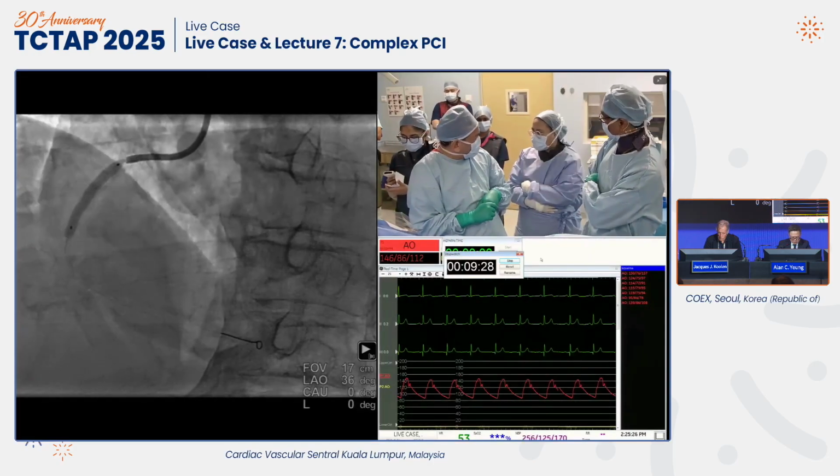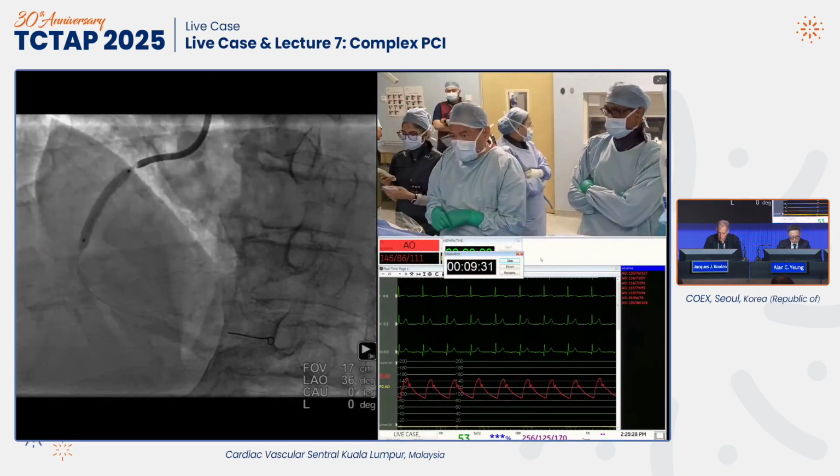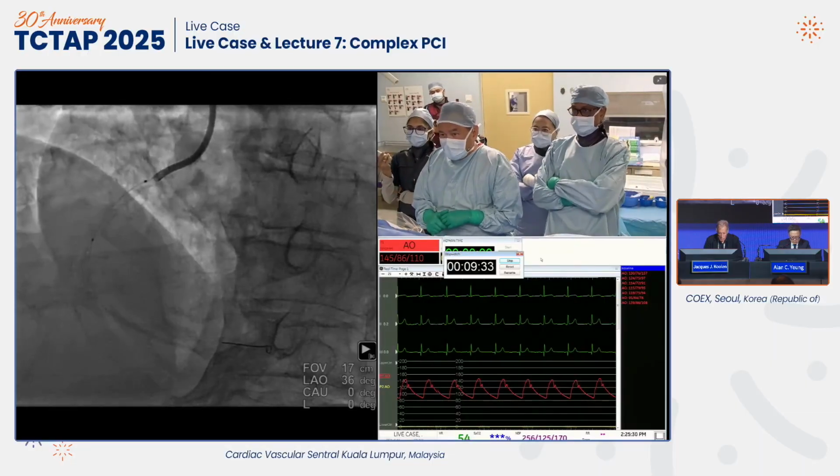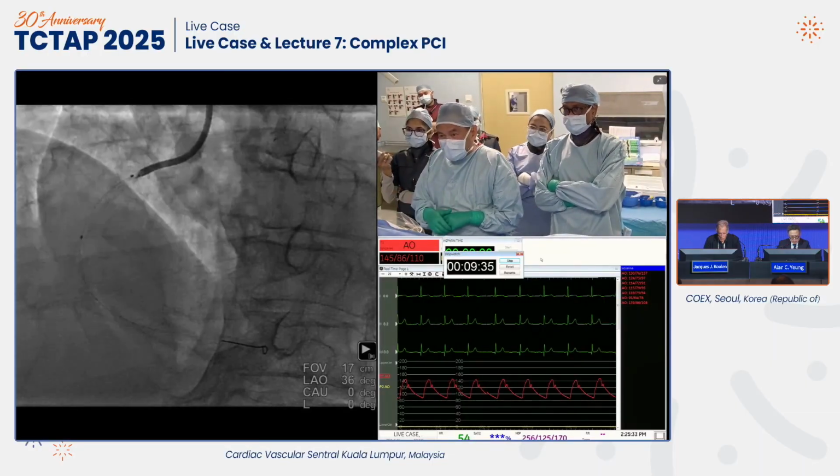About 12, 14, I think. 12 to 14. We didn't really have to go that much. Next. We measured this, and next.